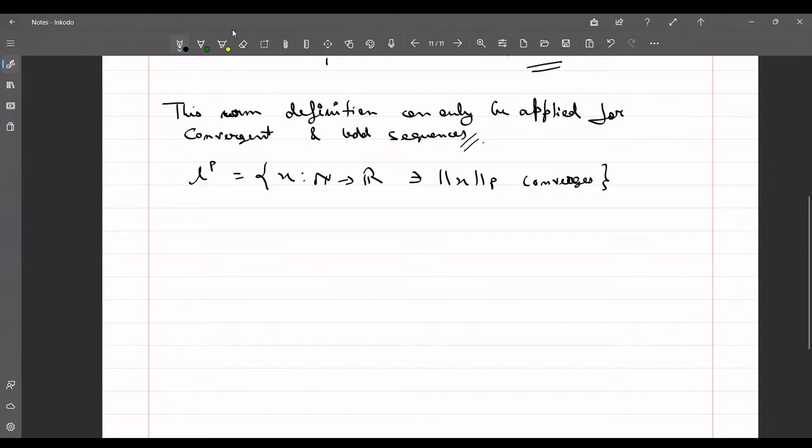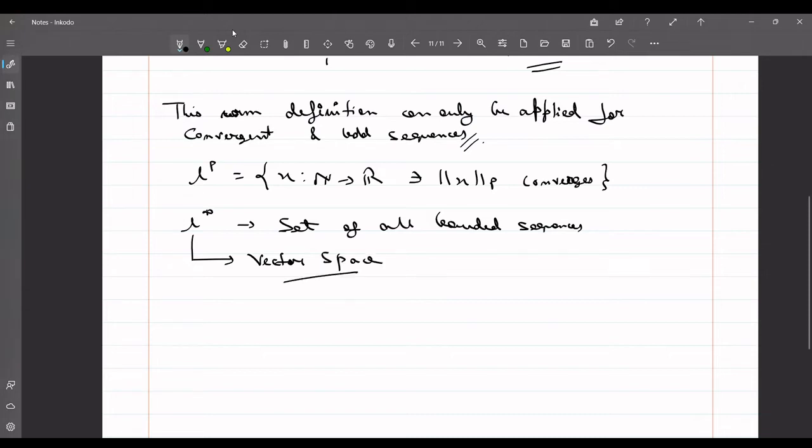In a similar way, we can define L infinity, which is the set of all bounded sequences. And it is very much trivial that this is a vector space.